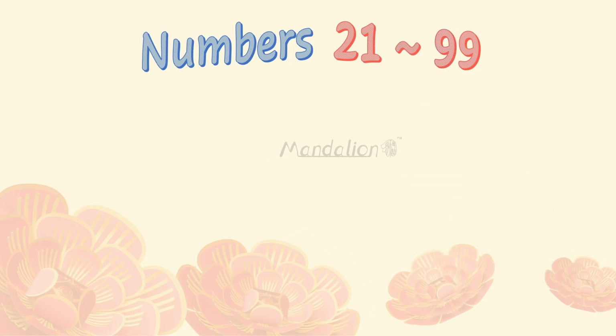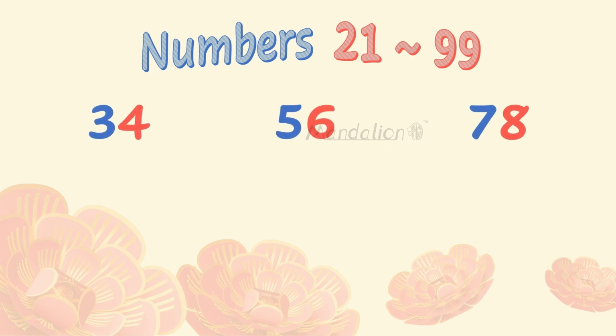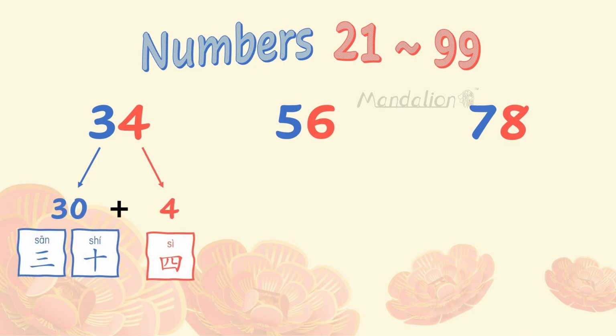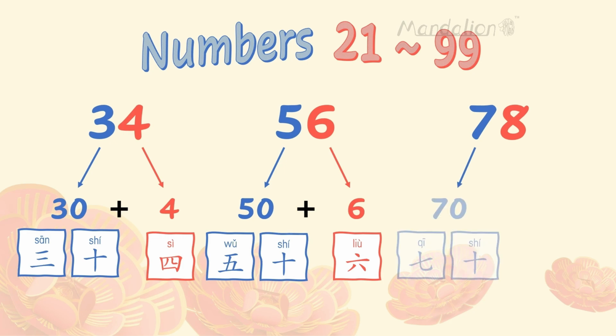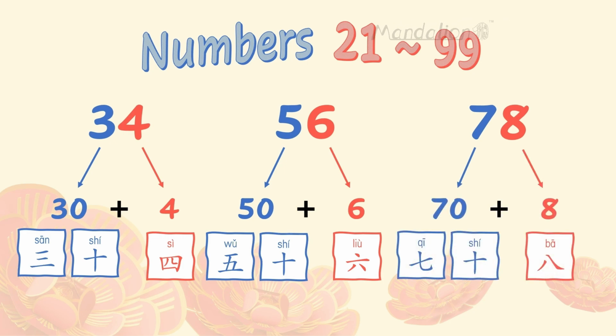Let's take a look at a few more examples. 34, 56, and 78. 34 consists of 3 tens and 4 ones, or 30 plus 4. 30 is 三十 and 4 is 四. Therefore, 34 is 三十四. 56 is 50 plus 6. So it is 五十六. And finally, 78 is 70 plus 8, which is 七十八.